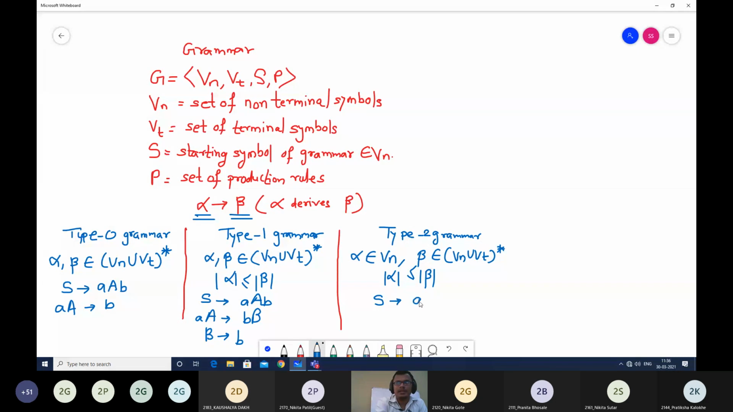Suppose S gives AAB, and suppose A gives AA or B. So this kind of production rules we can have. Okay. This what I have written here is OR. What is the meaning of this OR? Suppose I have two production rules, A gives AA, and another production rule is A gives B. So together I am writing that in the form of OR.